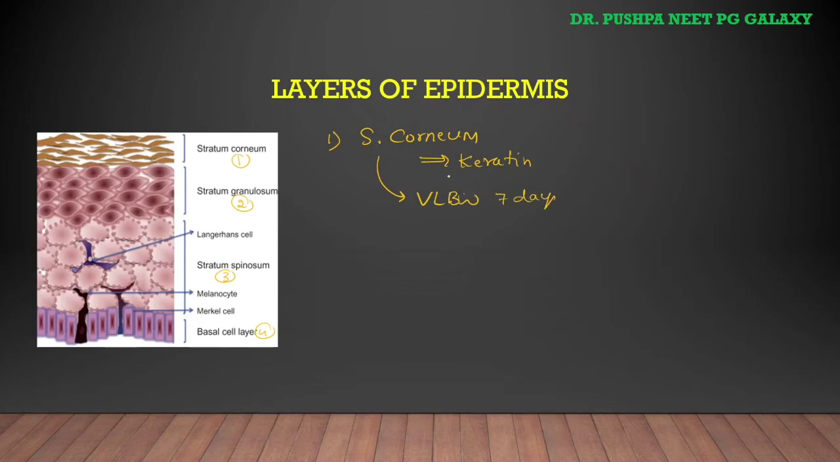Stratum corneum is the superficial layer. It has more of keratin. This is underdeveloped in very low birth weight babies in initial 7 days.